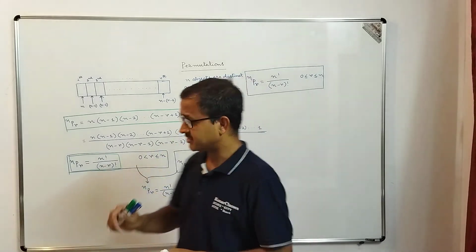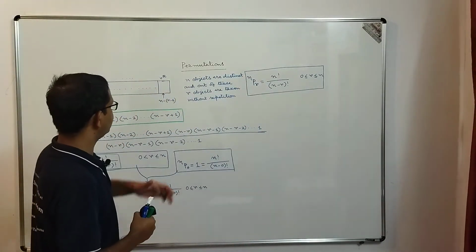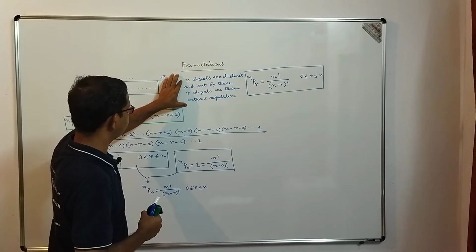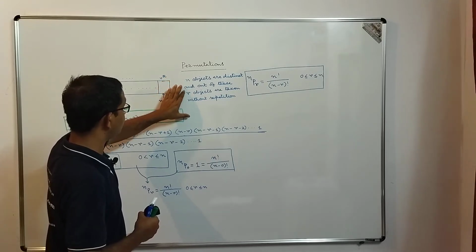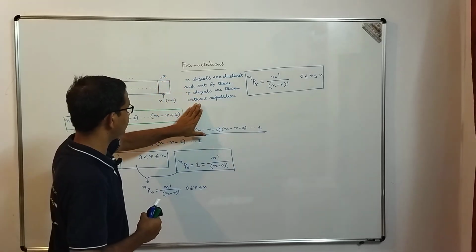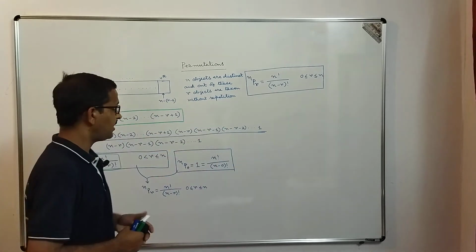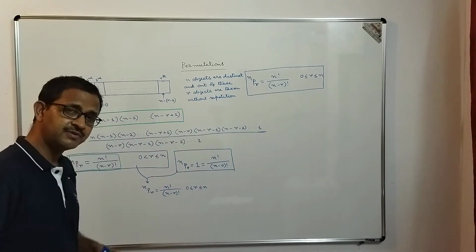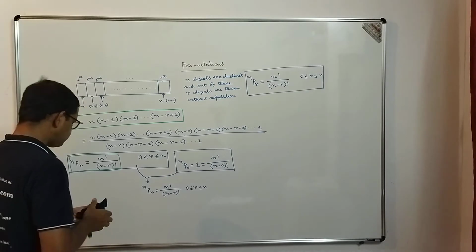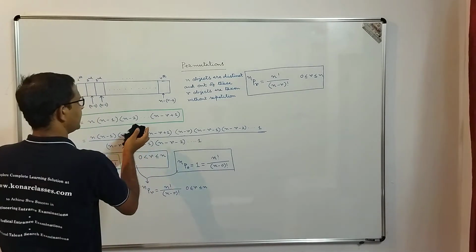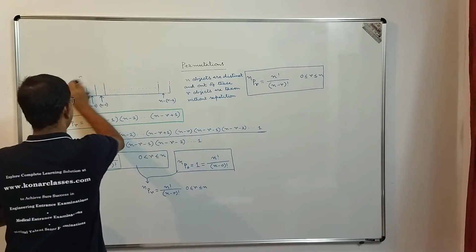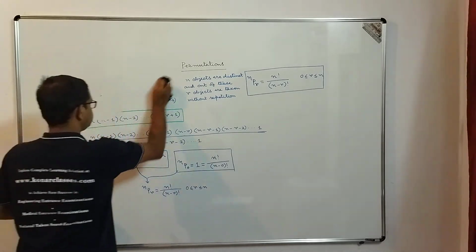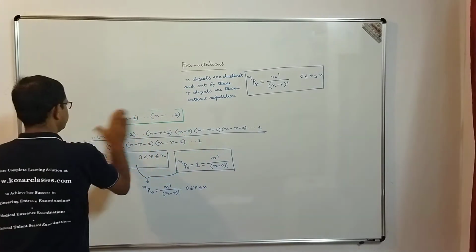So now, dear students, we are able to derive that when n objects are distinct, and out of these n objects, r objects are taken without repetition. Now, let us consider the case of repetition. Okay, so let me rub it off and let's see how we can derive that one.